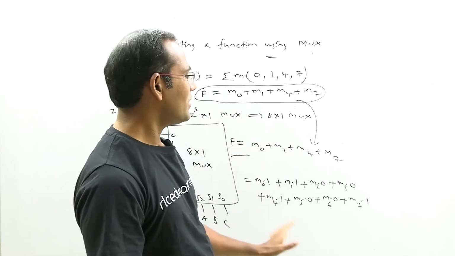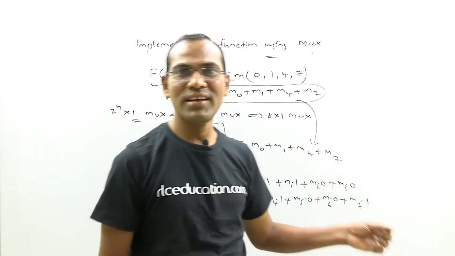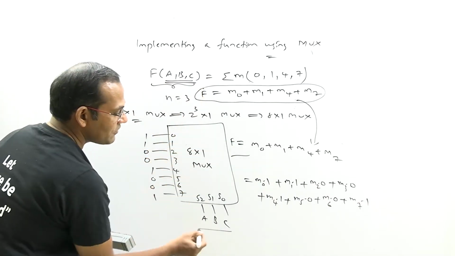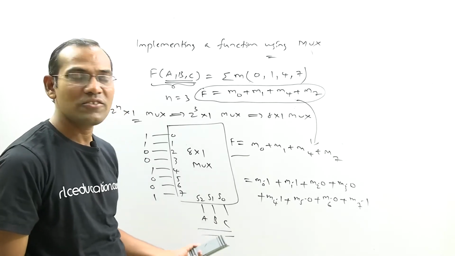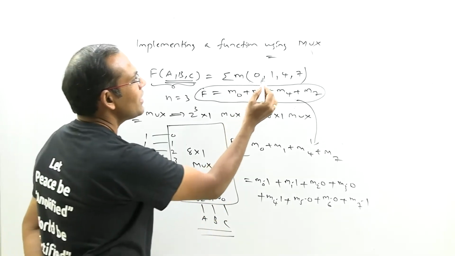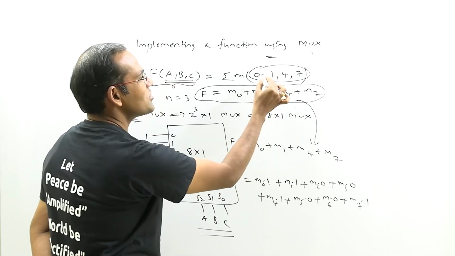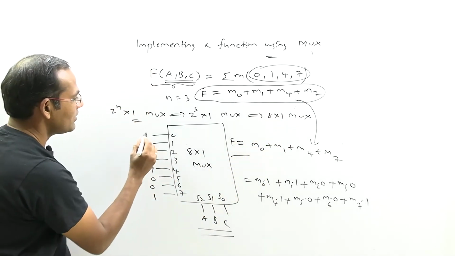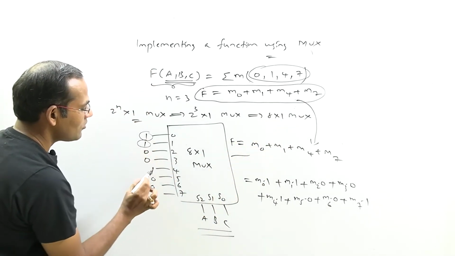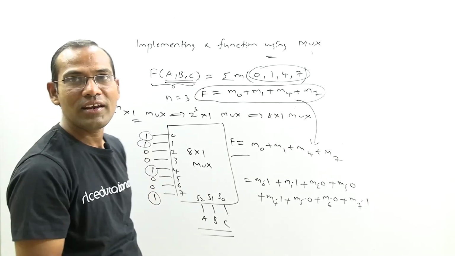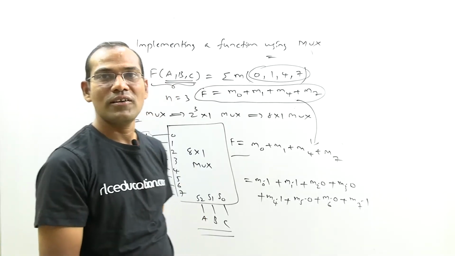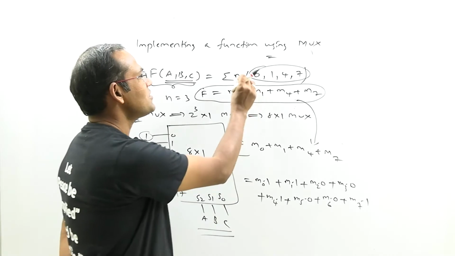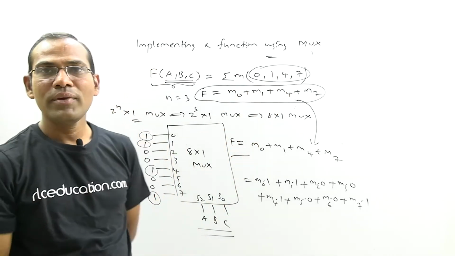Instead of thinking in a lengthy manner like this, one simple procedure is: the input variables must always be given to the selection lines, and at these positions, that is at position 0, 1, 4, 7, apply 1. This is 0 position, 1 position, 4 position and 7 position. Apply 1 and the remaining values will be 0. That's a simple procedure. At these positions apply 1, remaining will be 0.